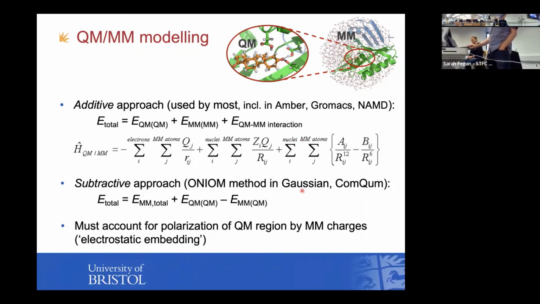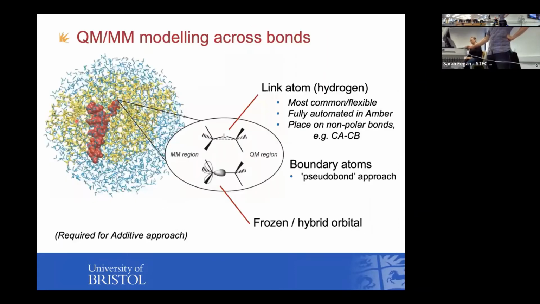We won't go into much detail now. That's essentially, if people are used to using Gaussian, for example, the ONIOM method that's implemented in there. If you do end up using this subtractive approach at some point, then it's particularly important that you take care that you are using what is called electrostatic embedding, so that your QM atoms feel the charges of your MM atoms, because that's, for any enzyme reaction, really important. That's automatically included when you use an additive approach.